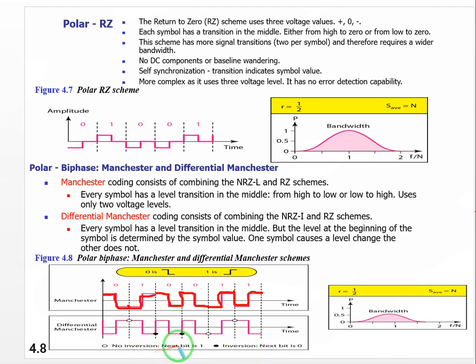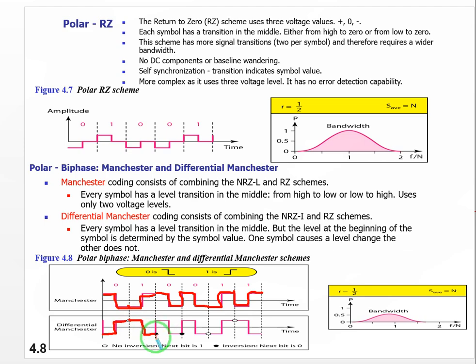So I'm saying that when the next bit is 1, there will be no inversion. If the next bit is 0, the bit is going to be inverted. So the first bit is 0, and I'm taking a reference point, so 0 starts from this point to this point, just like an inversion. Now the next bit is 1, and for the 1 we don't have an inversion, so it will remain the same, and just in the middle there will be a transition.